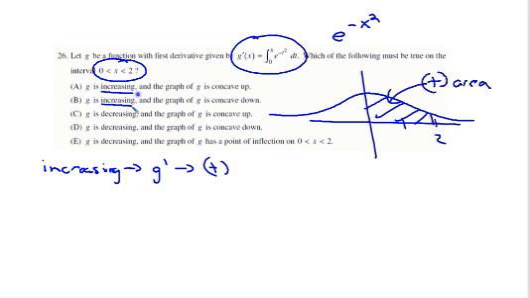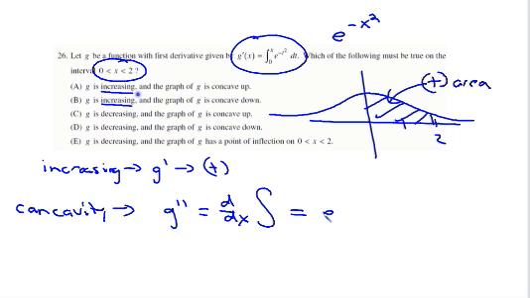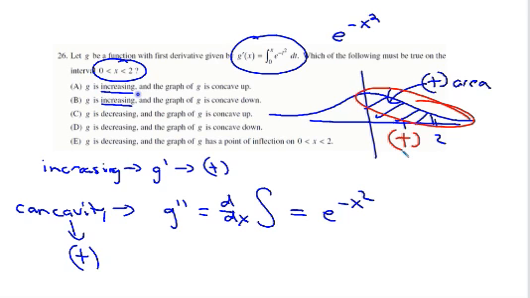Now we need to talk about concavity. Well, when we do concavity, we look at the second derivative. All right? So g double prime is going to be the derivative of our integral, which will just be e to the negative x squared. And when we look at concavity, we're wondering, are the function values positive or negative? Well, all of these function values on e to the negative x squared are positive from 0 to 2. So it most definitely is concave up. So it's letter A.